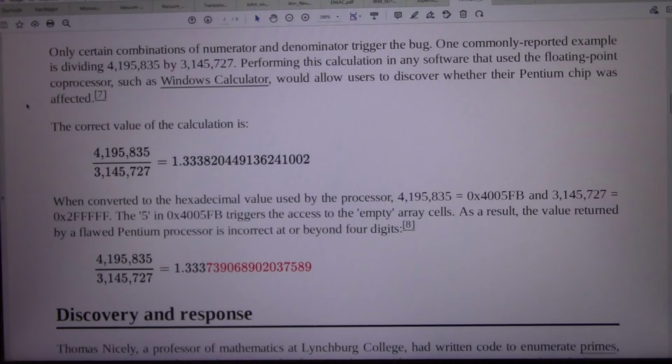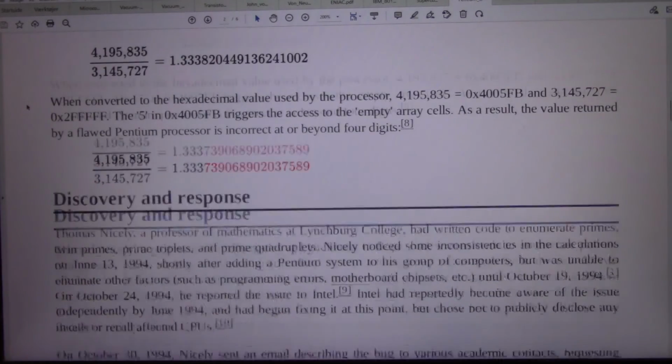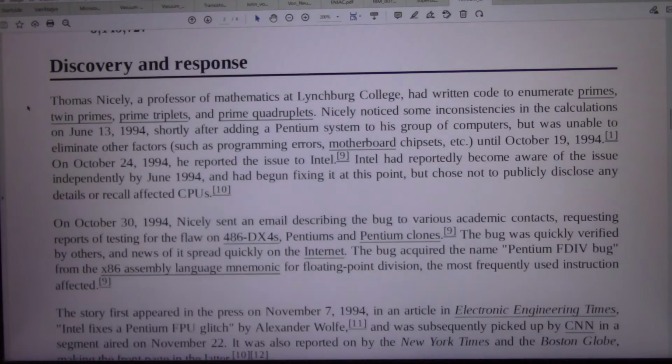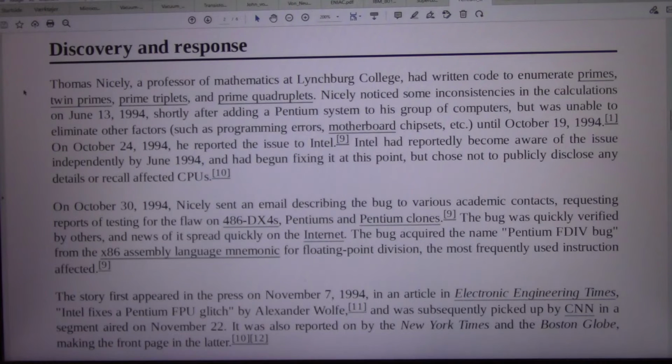8. Discovery and response. Thomas Nicely, a professor of mathematics at Lynchburg College, had written code to enumerate primes, twin primes, prime triplets, and prime quadruplets. Nicely noticed some inconsistencies in the calculations on the 13th of June, 1994, shortly after adding a Pentium system to his group of computers, but was unable to eliminate other factors, such as programming errors, motherboard chipsets, etc., until the 19th of October, 1994.